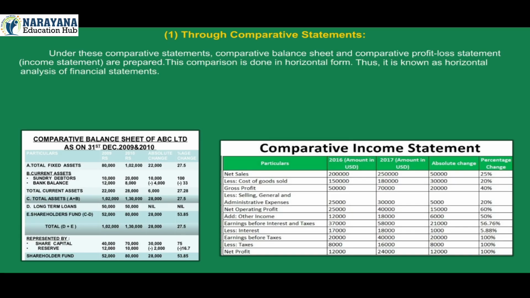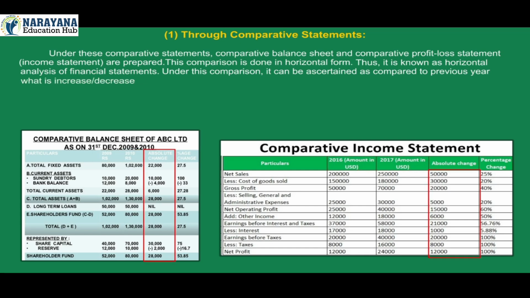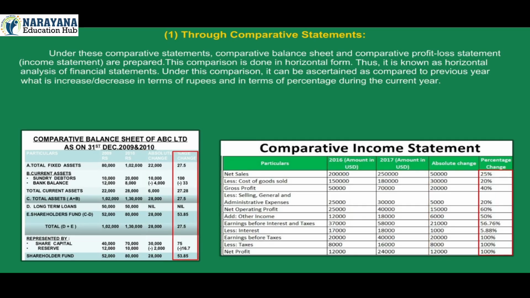Thus, it is known as horizontal analysis of financial statements. Under this comparison, it can be ascertained as compared to the previous year what is the increase or decrease in terms of rupees and in terms of percentage during the current year. The development trend of a business entity can be seen from this kind of analysis.